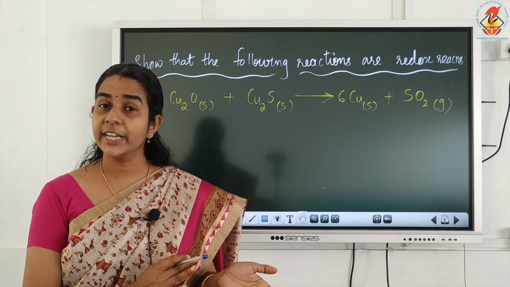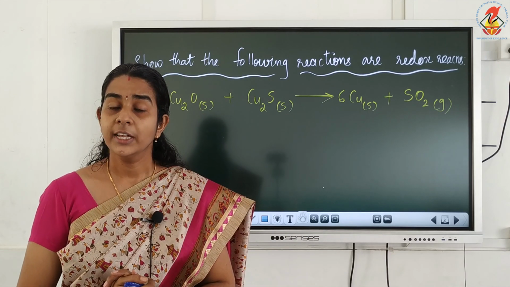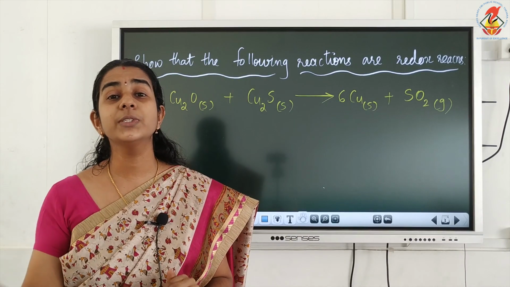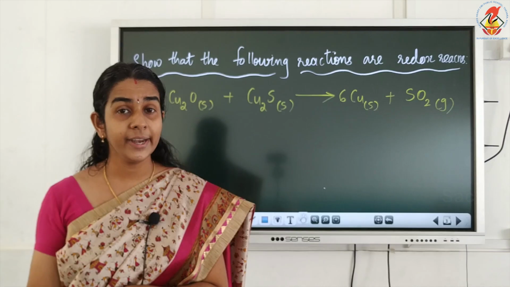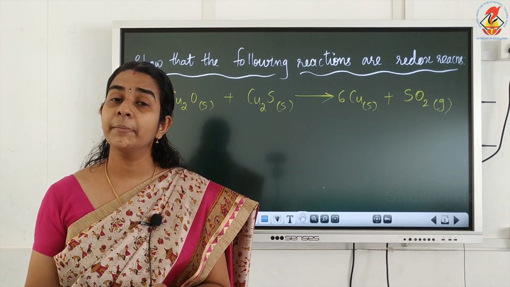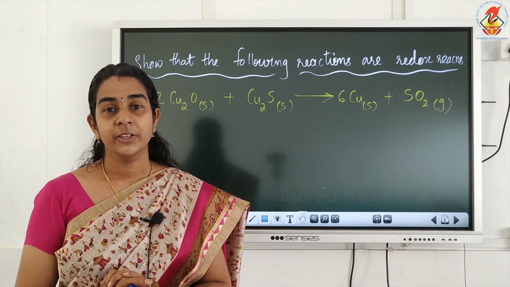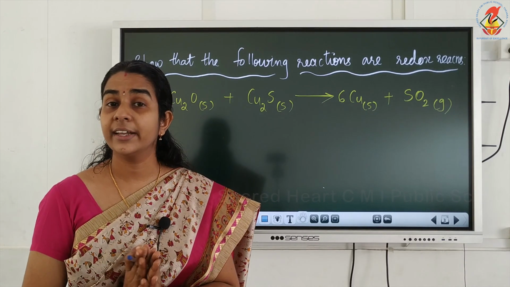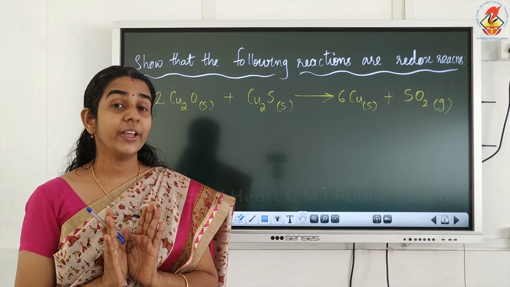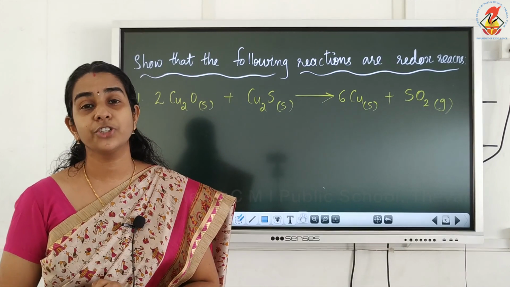We know that oxidation is the losing of electrons. So if an atom or element is losing electrons, there should be some other atom, element or species to accept these electrons. So oxidation and reduction are complementary reactions. Where there is oxidation, there will be reduction also.